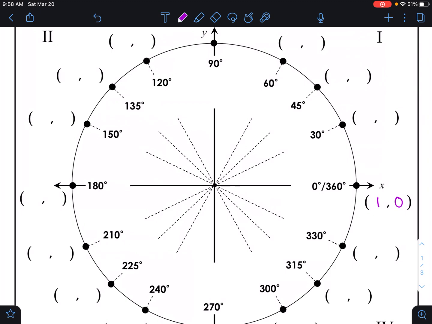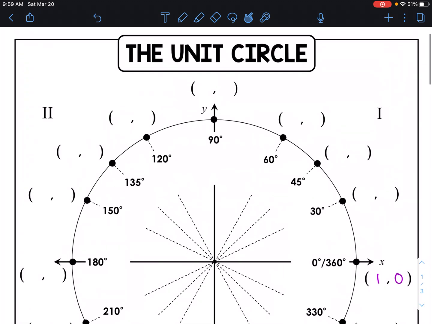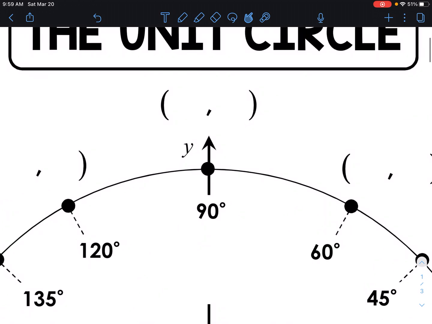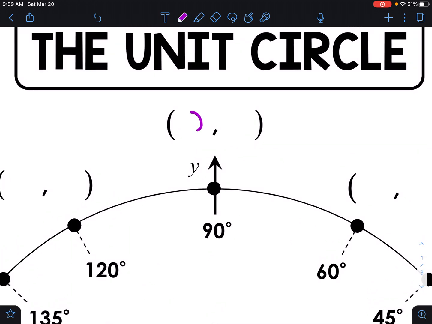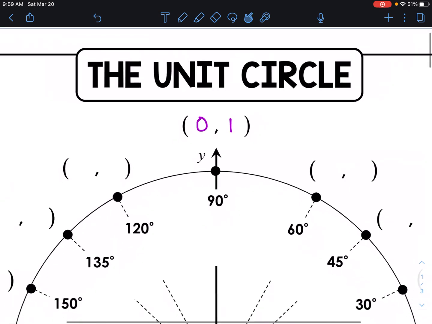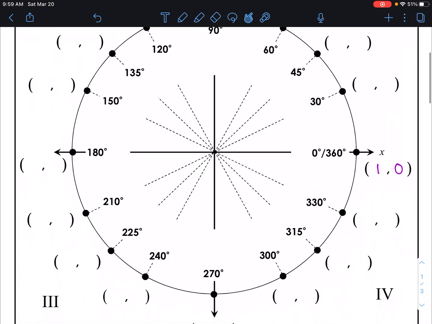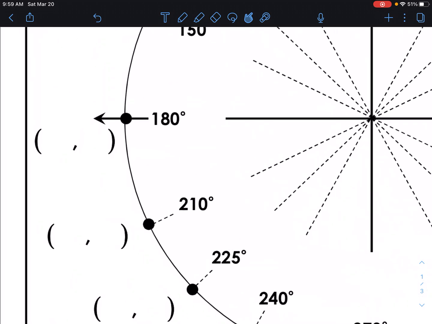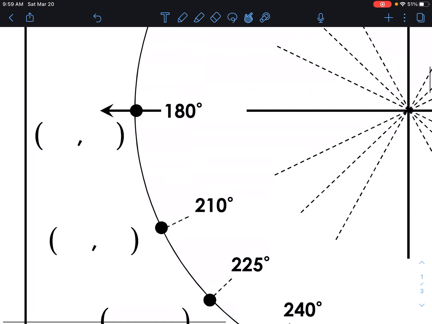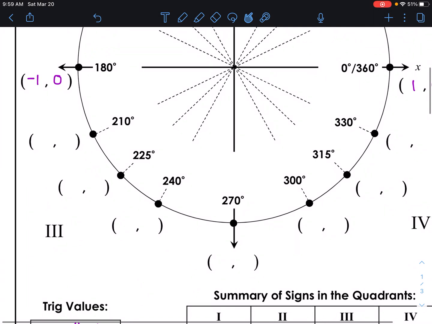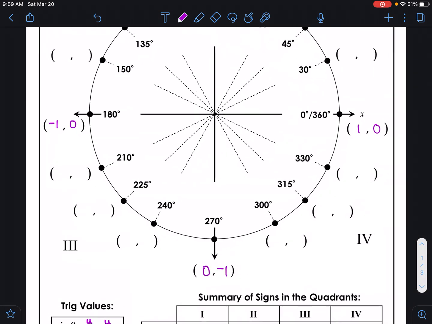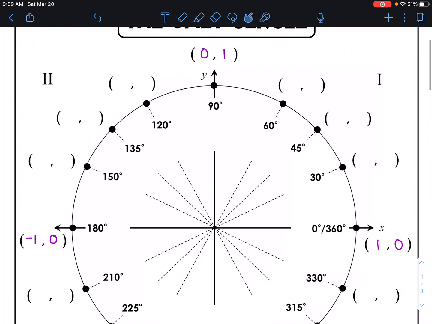Okay, and so how about up here at 90 degrees? If that radius is 1 unit, then this would be 0, 1. Okay, and now let's go to 180. So this would be to the negative direction, so this would be negative 1, 0. And now let's do 270. If it was 1 unit down, right, this would be 0, negative 1. Okay, so there I have those ones right there.